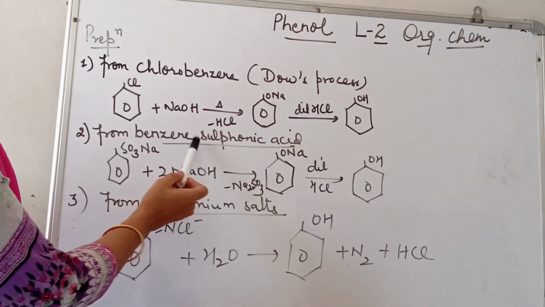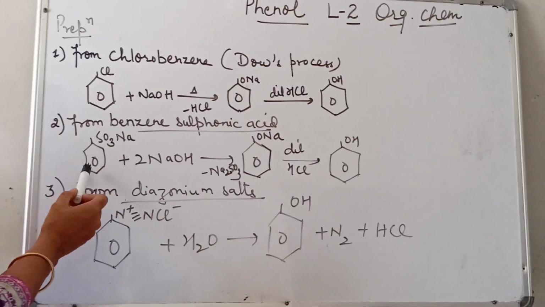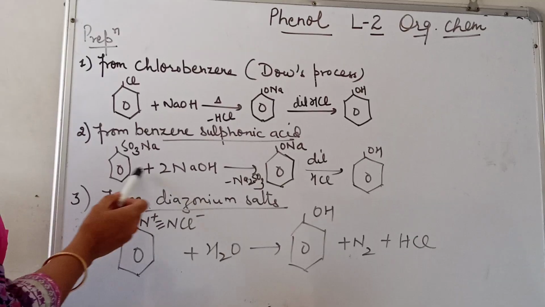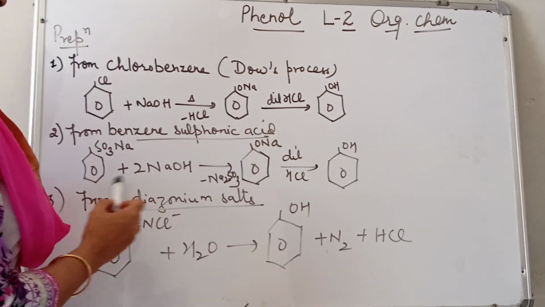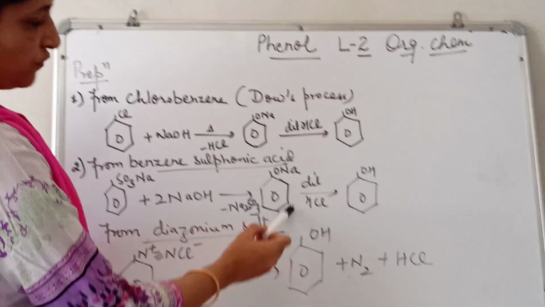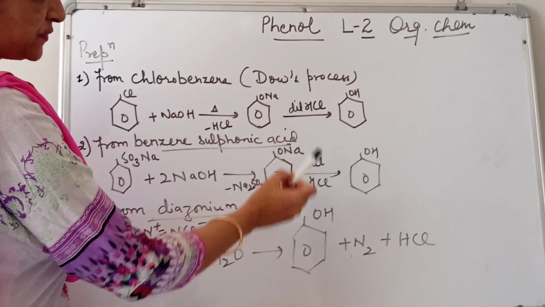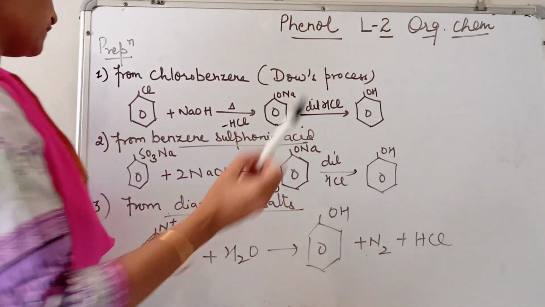Then second is from benzene sulfonic acid. This is the formula of benzene sulfonic acid, that is C6H5SO3Na. When it is treated with sodium hydroxide, sodium phenoxide is formed. And this sodium phenoxide, when treated with dilute HCl in the same step, gives phenol.